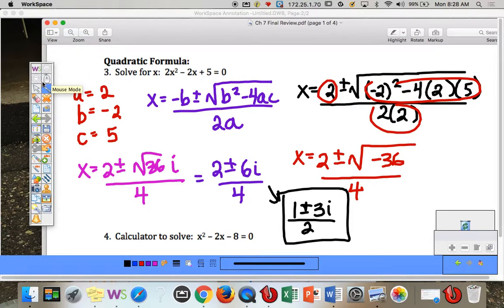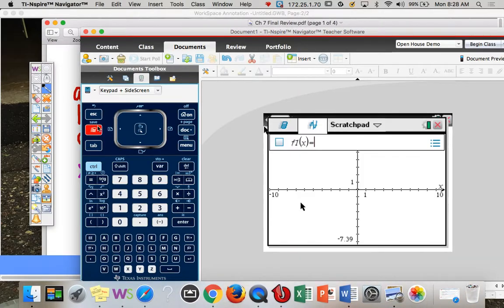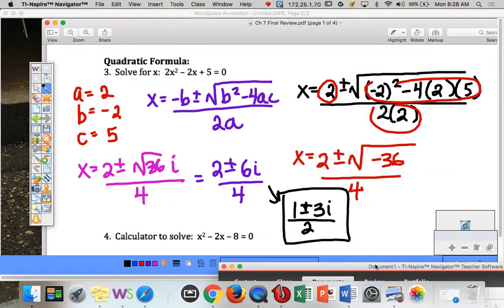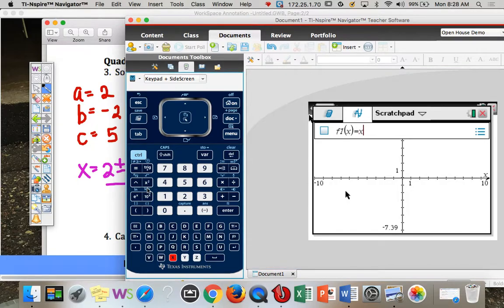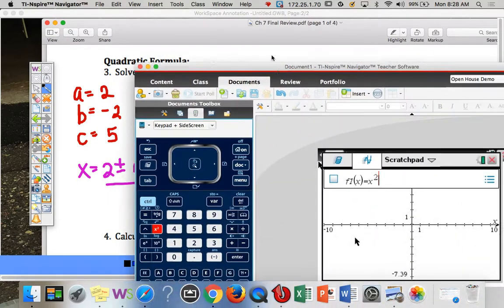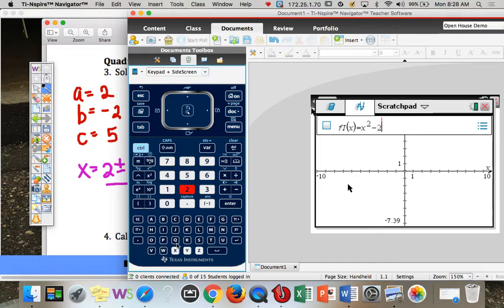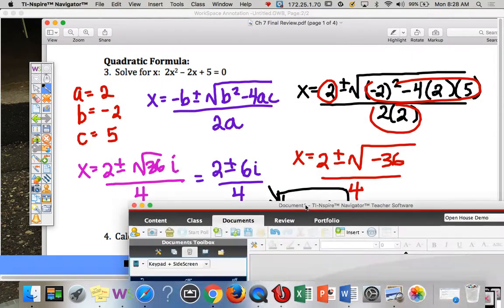Another way you can find the zeros is just to type it in your calculator and see where it crosses the x-axis. So let's just open a graph page and type in this quadratic for number 4, which is x squared minus 2x minus 8.